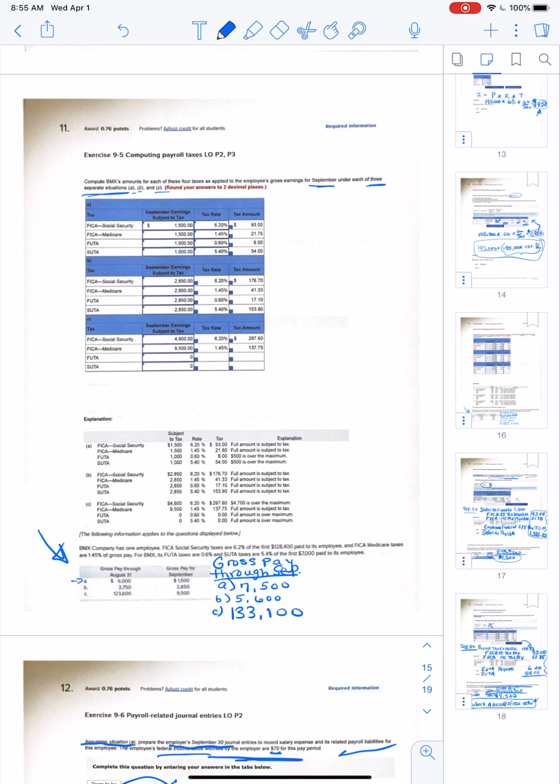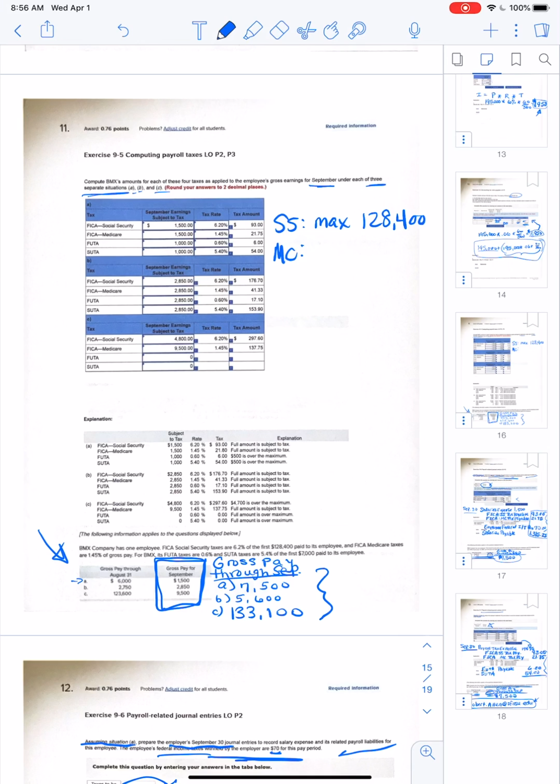So if we look at situation A, we see Social Security, and if we're doing this for September, these are the amounts we're really looking at in this box right here. But we've got to consider these cumulative amounts to see if there's any kind of limitation that must be applied. For FICA, for Social Security, the phase out occurs at the Social Security max, which is $128,400 per employee.